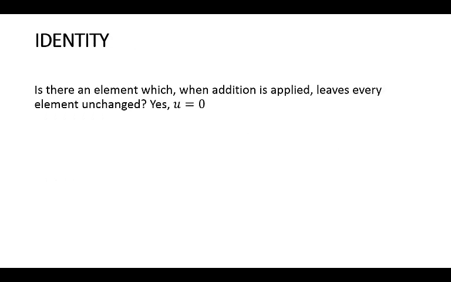So identity. The question is, is there an element which, when addition is applied, leaves every element unchanged? And the answer to that question is yes, that the identity element for addition of real numbers is 0. To show this, we say A, any member of the set, plus U, the identity element, must equal A. So therefore U equals 0.